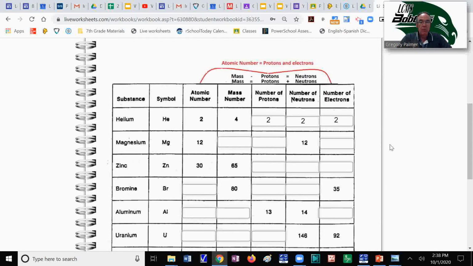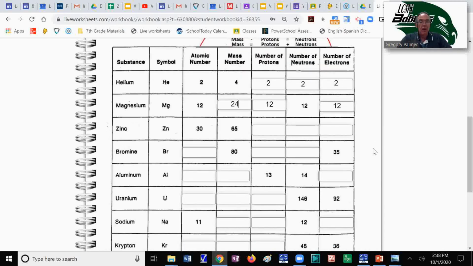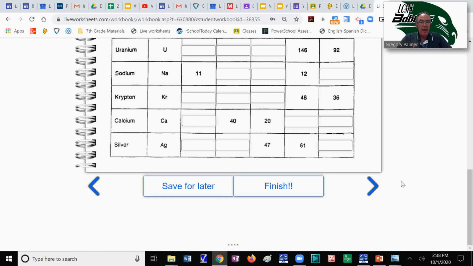Okay, same thing with this one. We know the atomic number. We also know the number of protons. We also know the number of electrons. And then you know that the mass of an atom in the nucleus is 12 plus 12, so this would be 24. Okay? And you're going to go through and fill this sheet out that way.